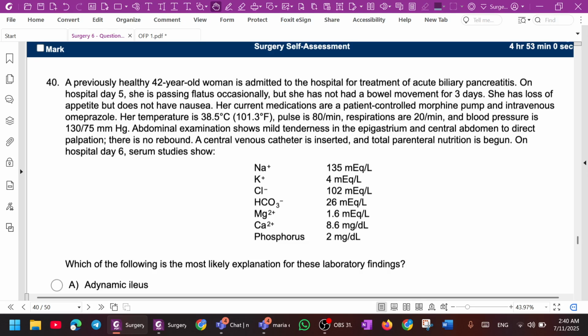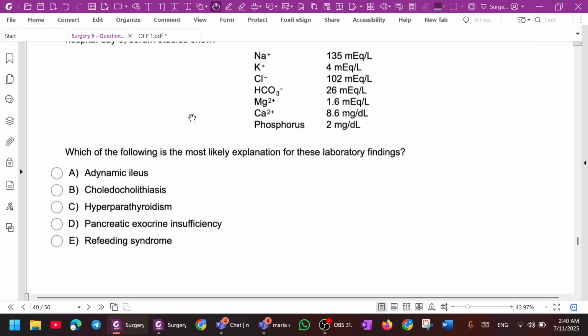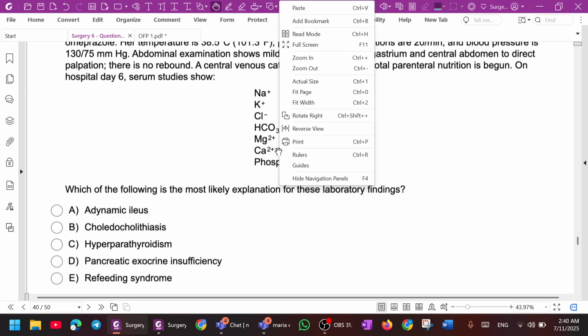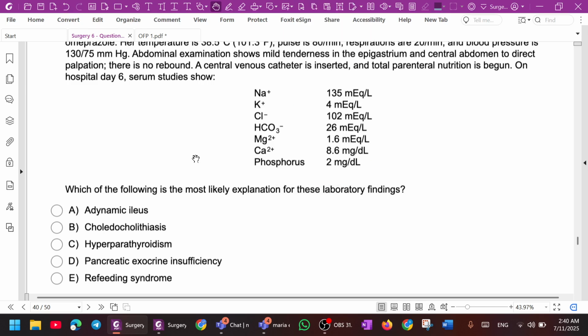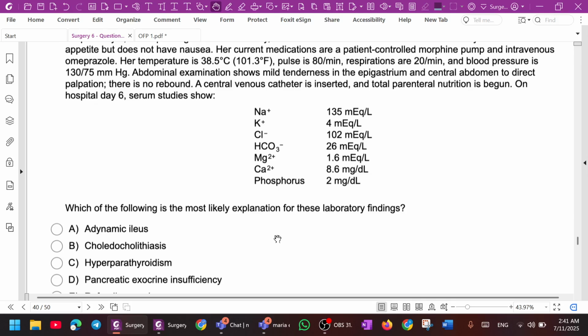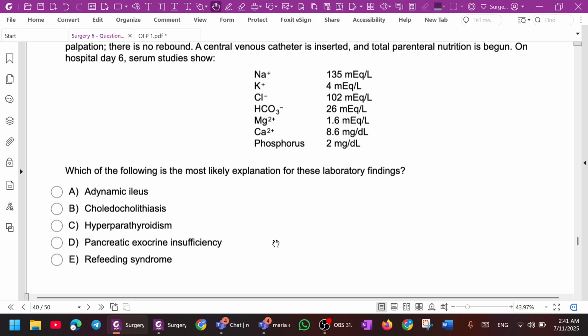I don't know what is happening with them, because the labs are normal. Magnesium, I mean, is normal. It says 1.5 to 2, and he has 1.6. Phosphorus is 3 to 4.5. Okay, phosphorus is the only thing that's a bit low, I guess. But what is the issue?